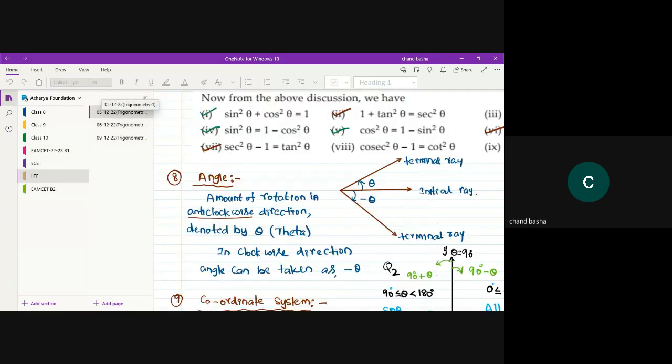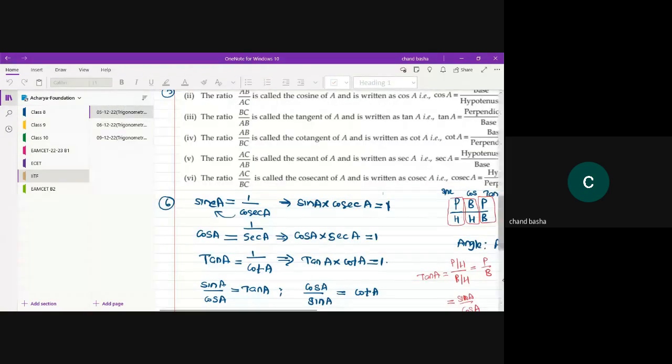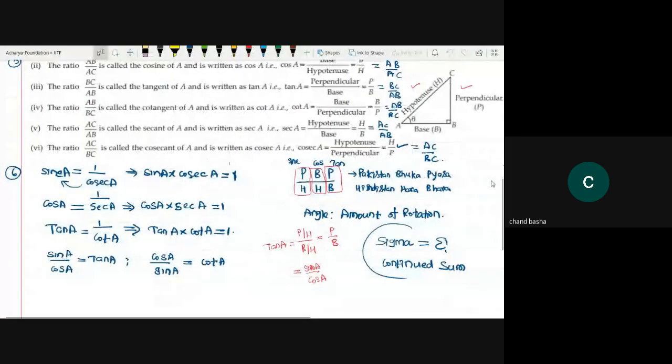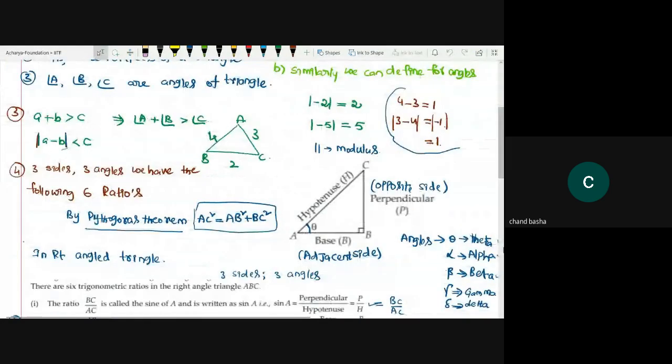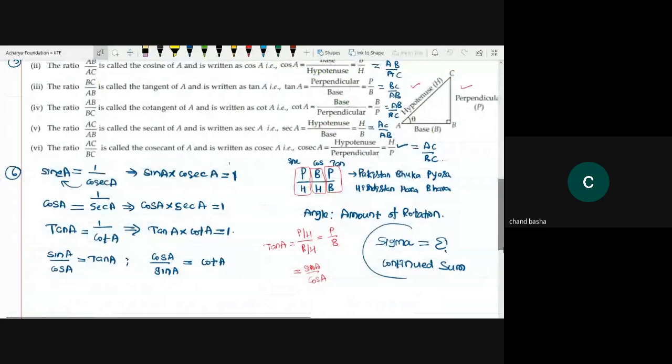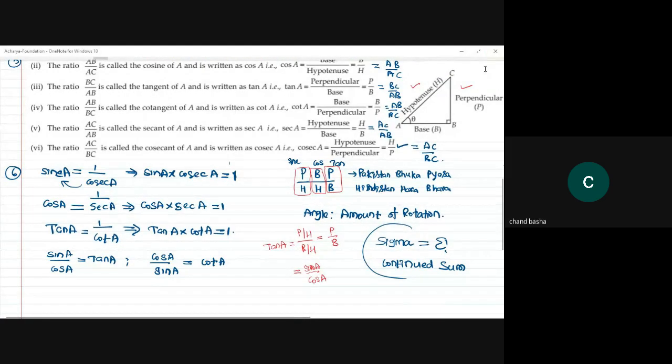In the first class, we discussed what is meant by the six trigonometric ratios using the right angle triangle. These are the six trigonometric ratios: sine, cos, tan, cot, cosecant, and secant. And one is the reciprocal of the other. These are the points I discussed in the previous class.